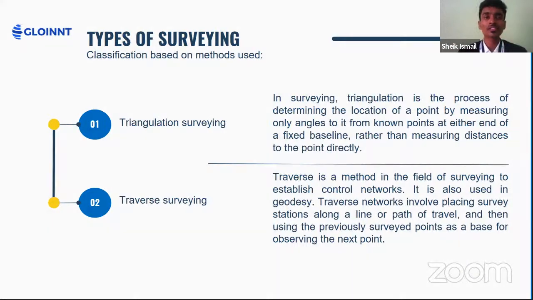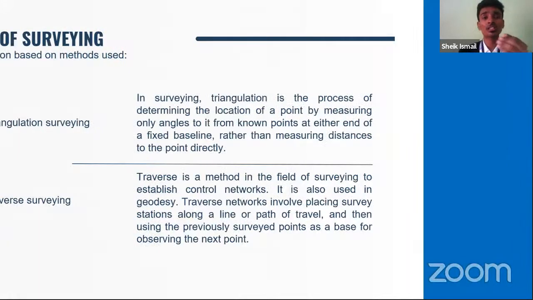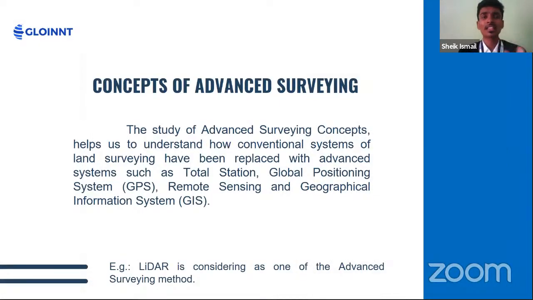When we talk about the concept of advanced surveying, the study of advanced surveying helps us to understand how conventional systems of land surveying have been replaced with advanced systems such as total station, GPS, remote sensing, and GIS. GPS is nothing but the Global Positioning System. It gives you your own positional value with greater accuracy.